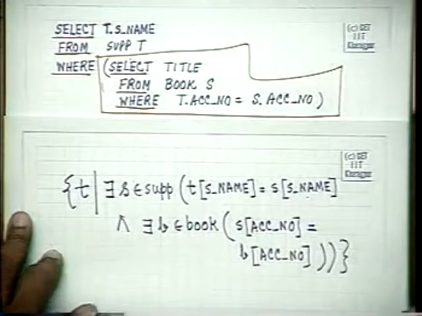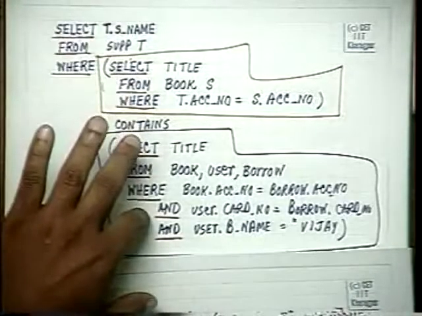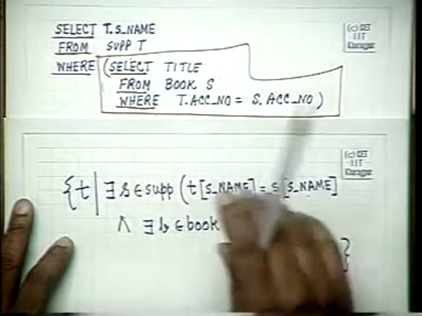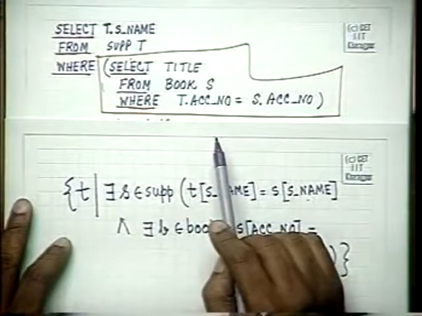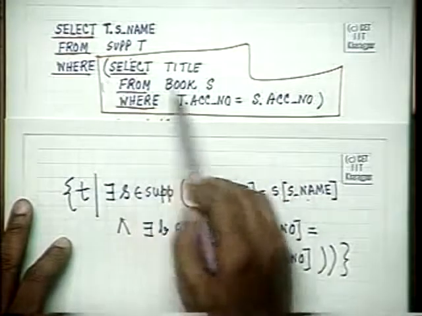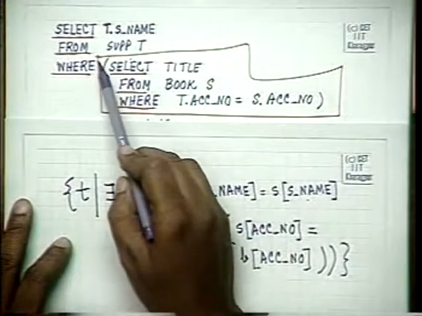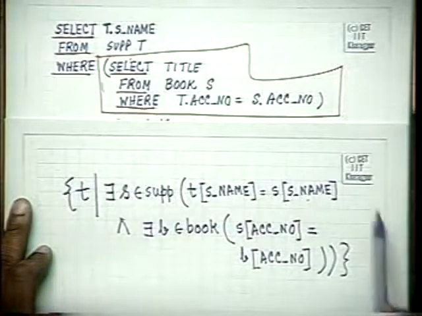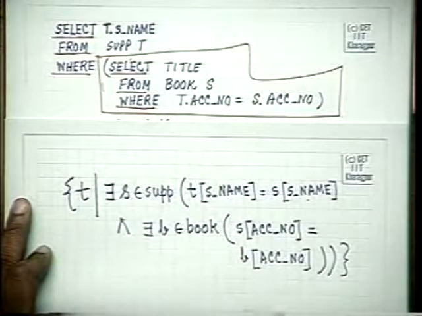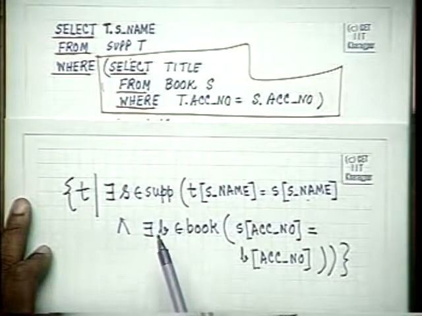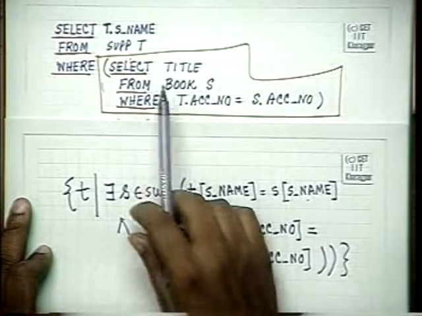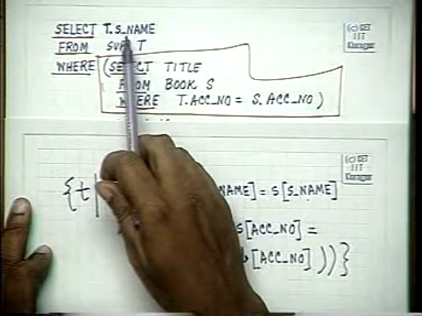So it will return true. Where needs a predicate? I agree, because this contains this. This does not return a predicate. I agree. It has been pointed out that this is not in pure SQL syntax because where needs a title. But what I wanted to point out is this part of the query is equivalent to this. Yeah, it is trying to find out those suppliers who have supplied some book. It's almost equivalent to a natural join. You take out the S name, you do a natural join between book and supplier, and you take out the S name. That's what it is.